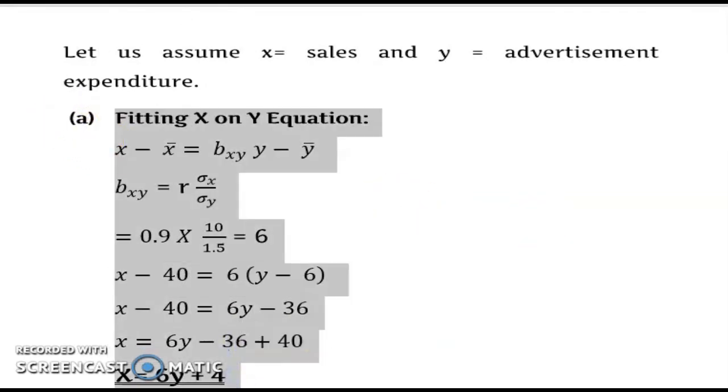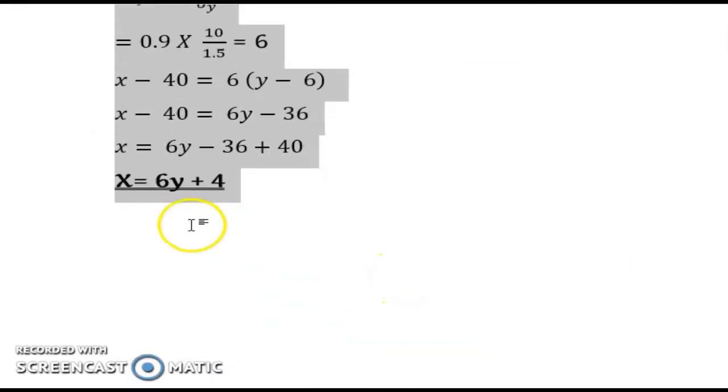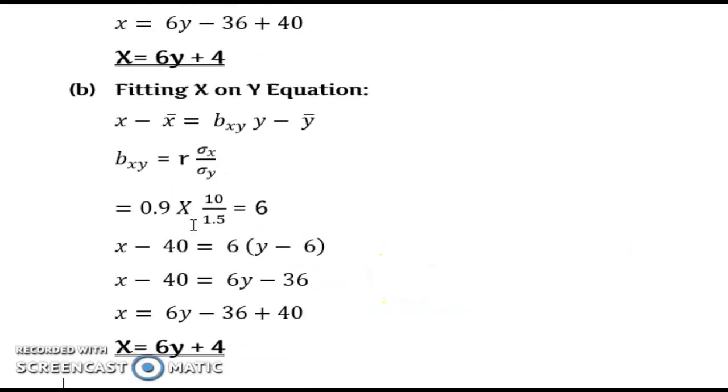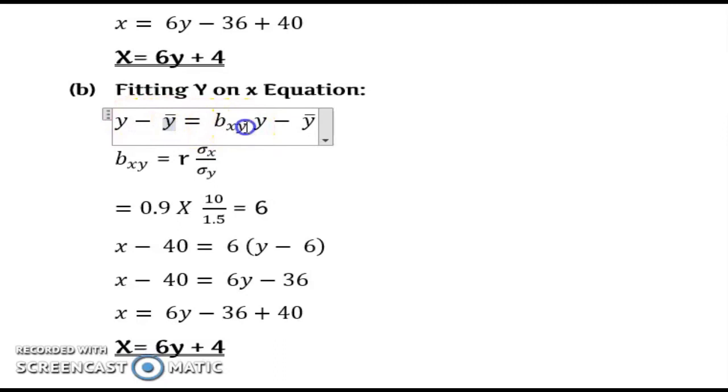Okay, so y on x equation, next we need to fit the y on x equation. So here what happens is, in the y on x case, where there was x, y comes, and where there was y, x comes. Okay, y minus y bar is equal to b of yx into x minus x bar. So this is our y on x equation and we need to find out the b of yx value first.